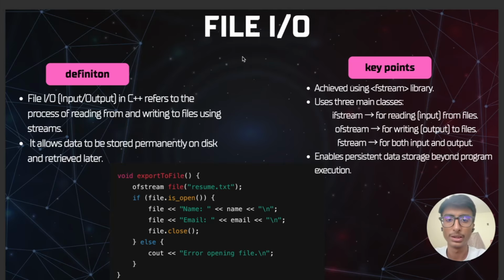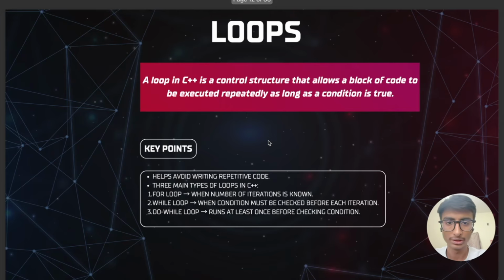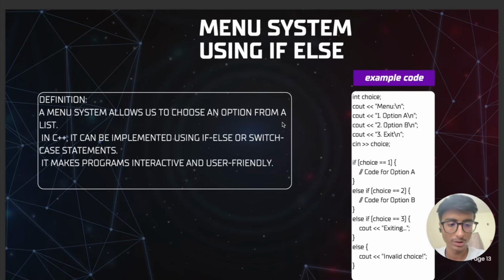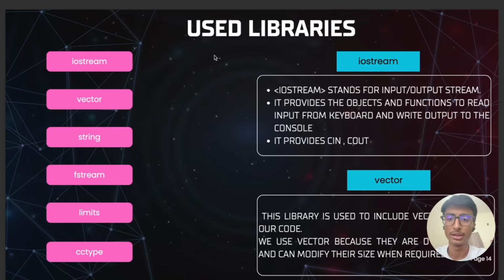And now we are heading to the part of my project where I used libraries, and I will explain which library is used for what and what it means. So, the libraries used. I have used this many libraries. First one is iostream, vector, string, fstream, limits, and cctype. So firstly, iostream. iostream stands for Input Output Stream. It provides the objects and functions to read input from the keyboard and write output to the console. It provides cin and cout. So it will basically take input from the user and give output to the user.